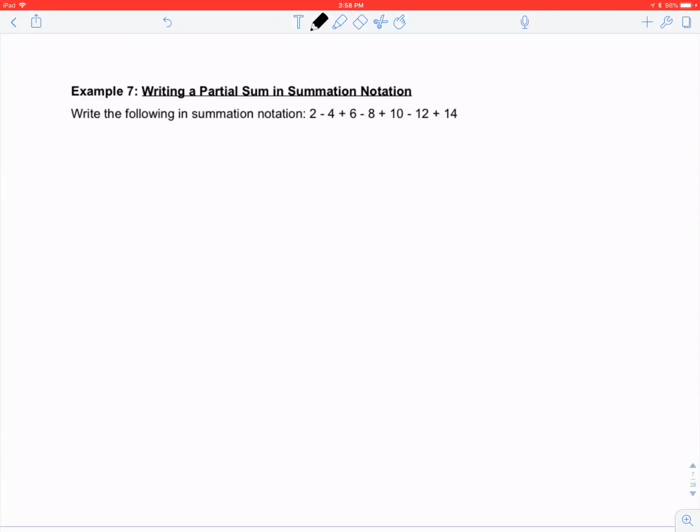Okay, we're asked to write the following in summation notation. We want to find a general term an that's going to generate the sequence and capture the alternating signs. So let's do it like we did in the beginning. If n were 1, we need it to be positive, so we're going to say (-1) to the power of n plus 1. And it looks like we're saying 2n for this part. Our claim is that this is our an.